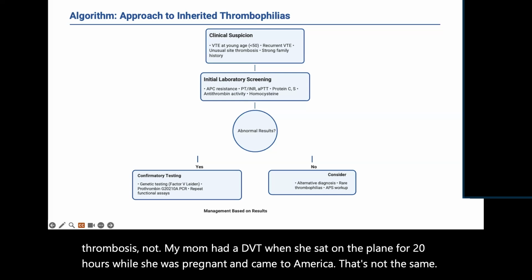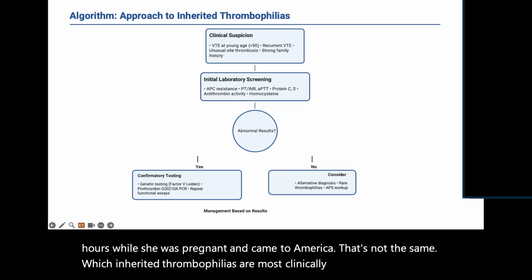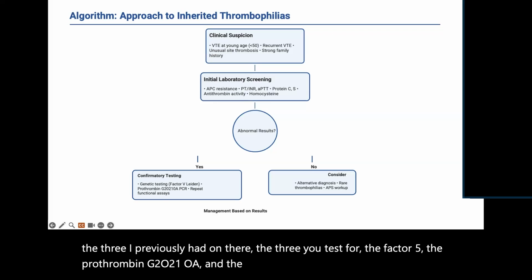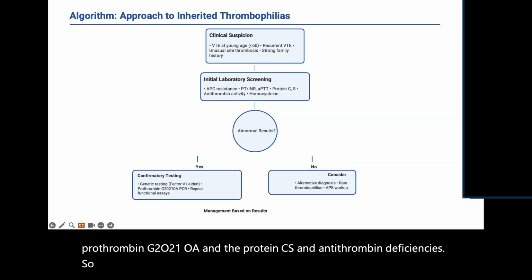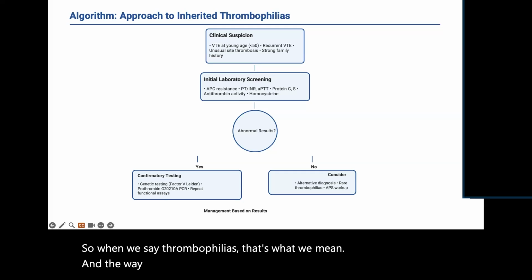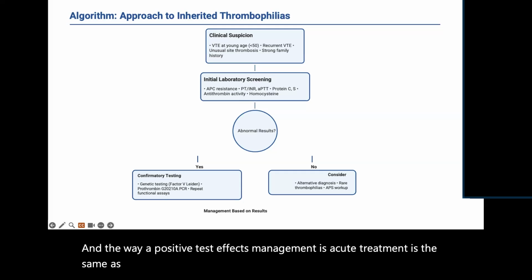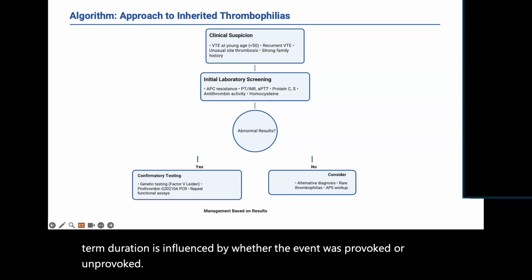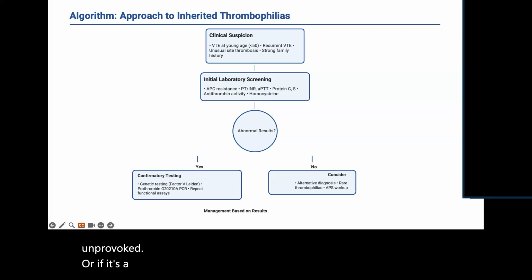Which inherited thrombophilias are most clinically relevant to test for? It's the three I previously had on there. The three you test for are the factor V, the prothrombin G20210A, and the protein C, S, and antithrombin deficiencies. So when we say thrombophilias, that's what we mean. And the way a positive test affects management is acute treatment is the same as any venothrombotic event, that is anticoagulation, but its long-term duration is influenced by whether the event was provoked or unprovoked, or if it's a recurrent situation.